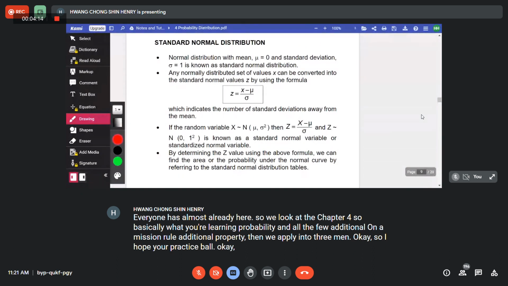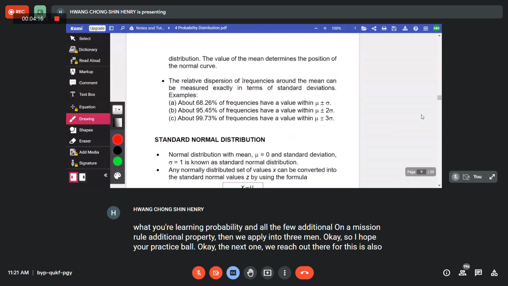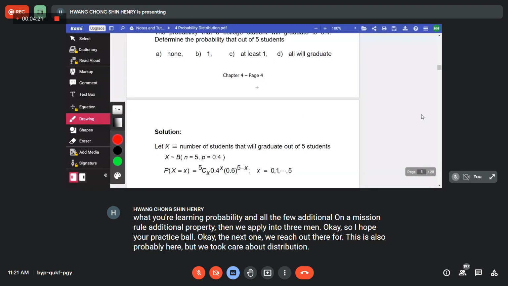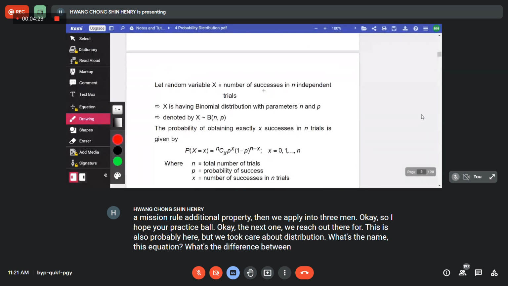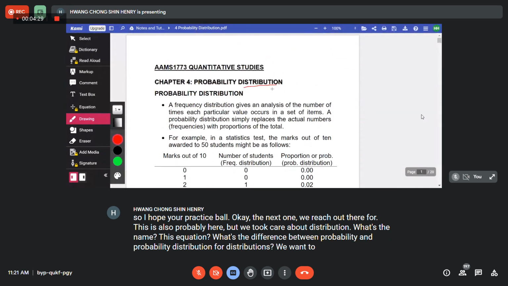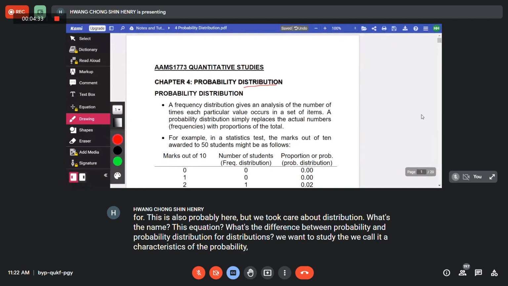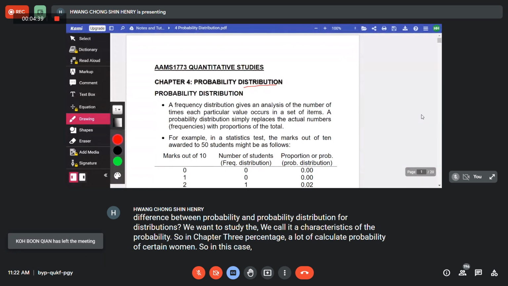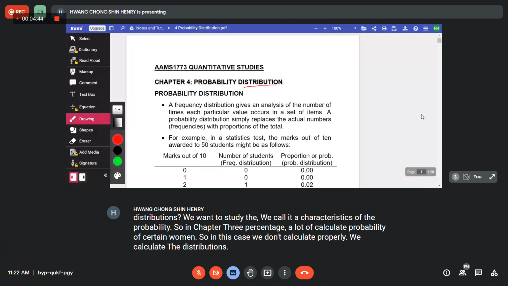Okay, the next one will be chapter 4. This is also probability, but we talk here about distribution. Now, what's the main difference between probability and probability distribution? For distributions, we want to study what we call the characteristics of the probability. In chapter 3, we concentrated a lot on calculating the probability of a certain event. In this case, we don't calculate probability. We calculate the distributions.